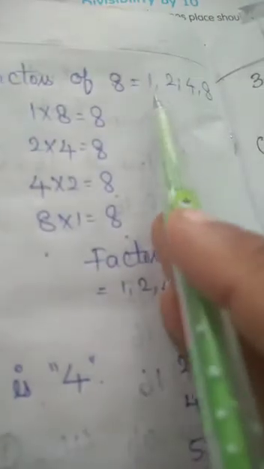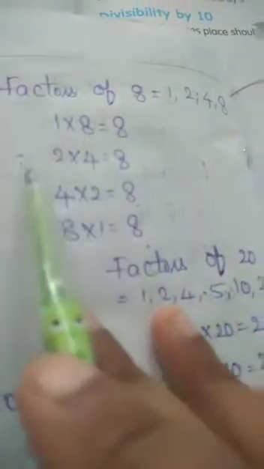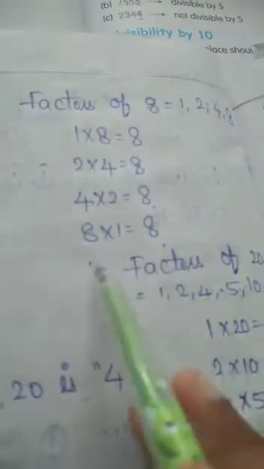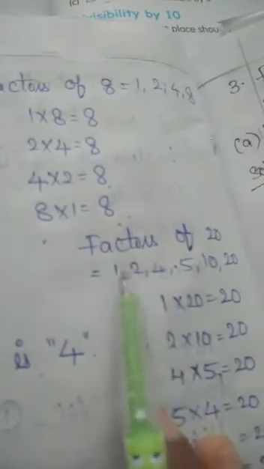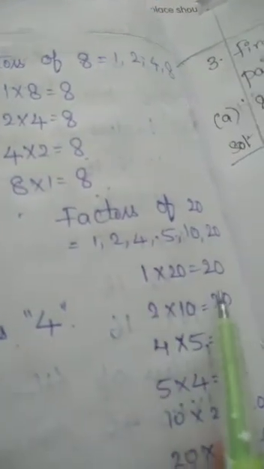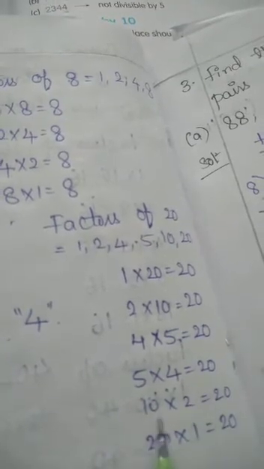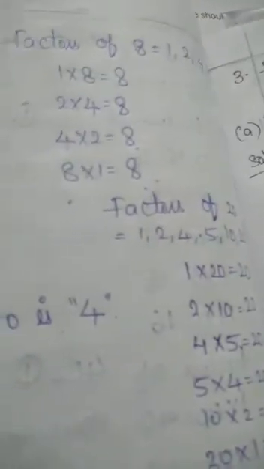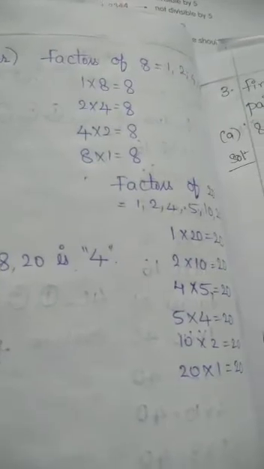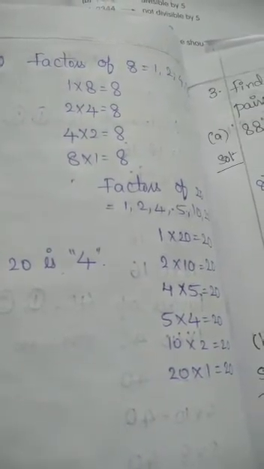Factors of 8 you can also find like this: 1 into 8 equals 8, 2 fours are 8, 4 twos are 8, 8 ones are 8. Similarly, factors of 20: 1 into 20 equals 20, 2 tens are 20, 4 fives are 20, 5 fours are 20, 10 twos are 20, 20 ones are 20. So these are the factors of 8 and 20.